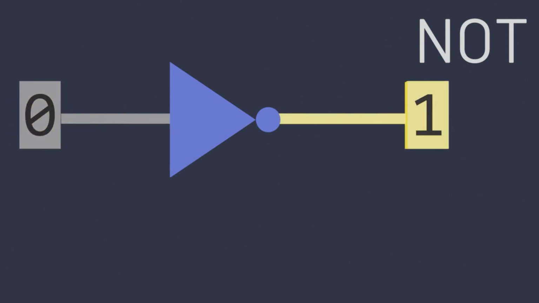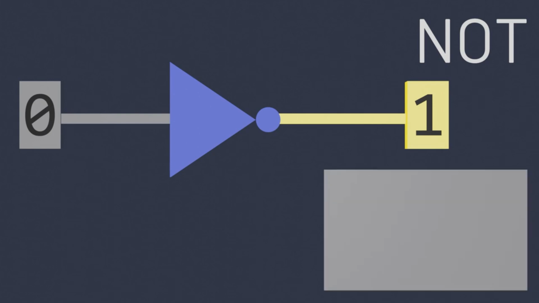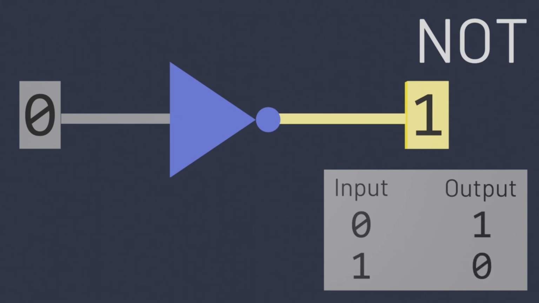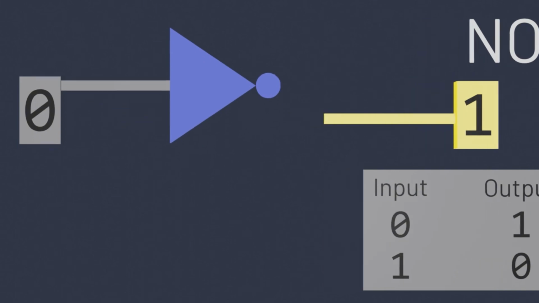To represent the logical rule this gate obeys, we can draw a truth table, which is just a way of writing down the rules for some logical formula. This table says that if the input is 0, then the output is 1, and if the input is 1, the output is 0. Often, though, our computers need to be able to perform calculations not just on a single bit of information, but on multiple bits of information.